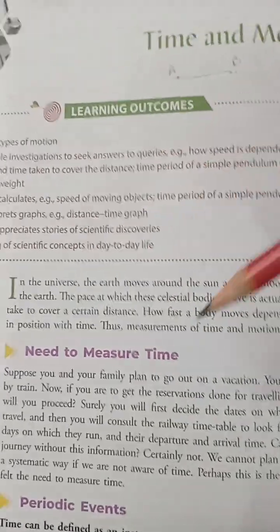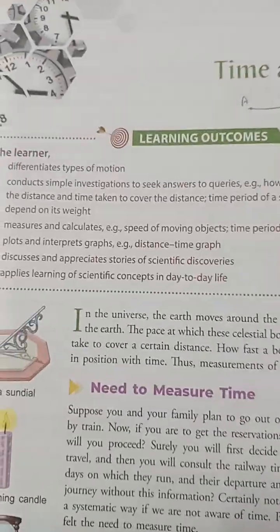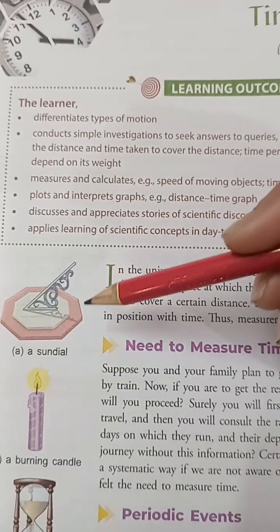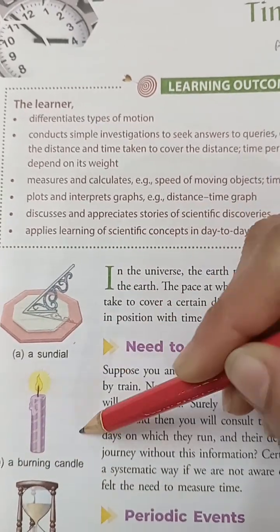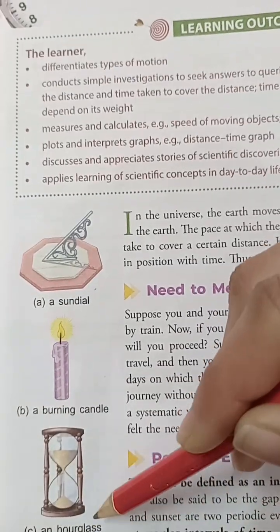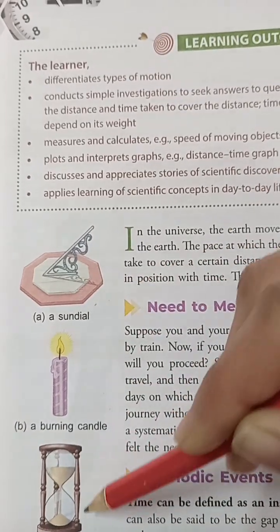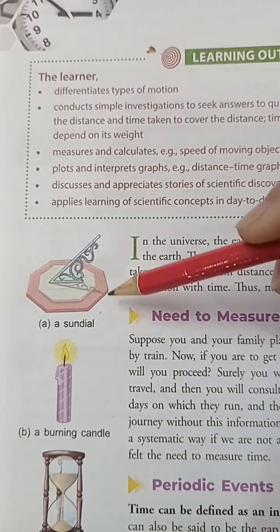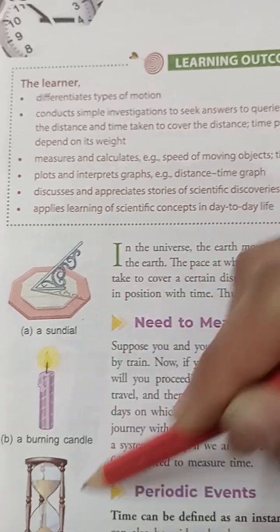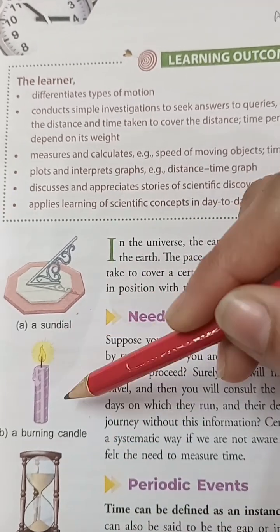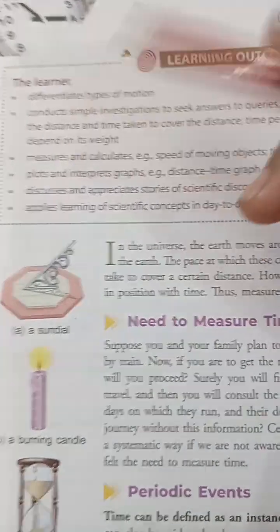So come to the sundial, burning candle, and hourglass. What are these three? They are used to measure the time. Yes, they are used to measure the time. They are used to know what time is going on.